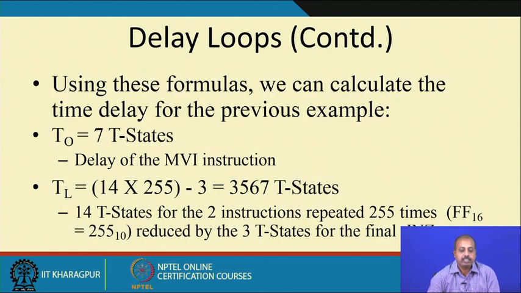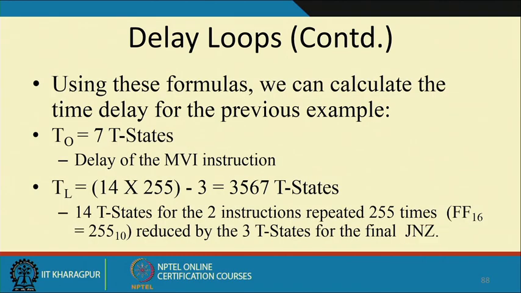So, in our case, TO is equal to 7 T states, the delay of the MVI instruction, and TL is 14 into 255 minus 3, because for the last iteration JNZ will not require those 3 cycles. It will require 7 cycles instead of 10, and that boils down to 3567 T states. So, 14 T states for the 2 instructions, repeated 255 times, reduced by 3 T states, is the final calculation of TL.